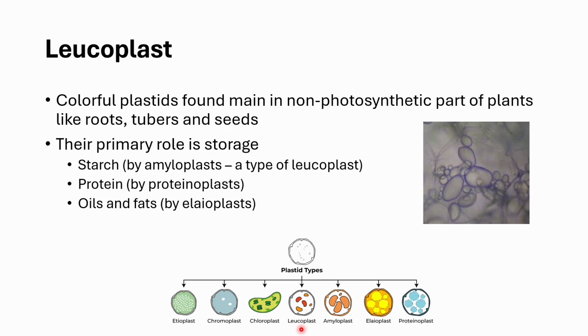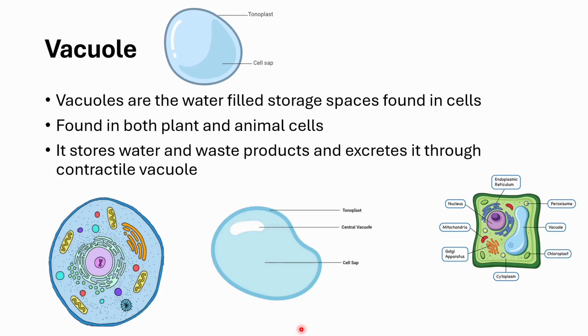Okay, the next organelle is the vacuole, and you see right here the diagram which is made of the vacuole. It is also labeled as tonoplast, cell sap, and central vacuole. So vacuoles are the water-filled storage spaces found in both plant and animal cells. It stores water and waste products, which are excreted through the contractile vacuole. So this is the main function of the vacuole.